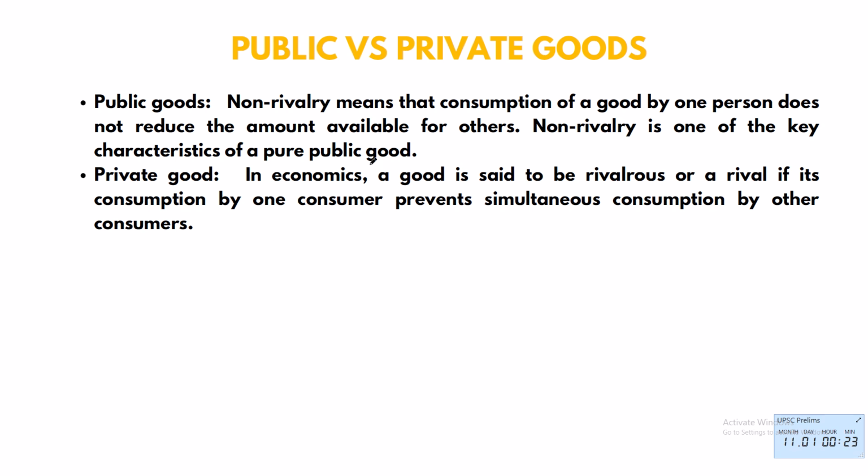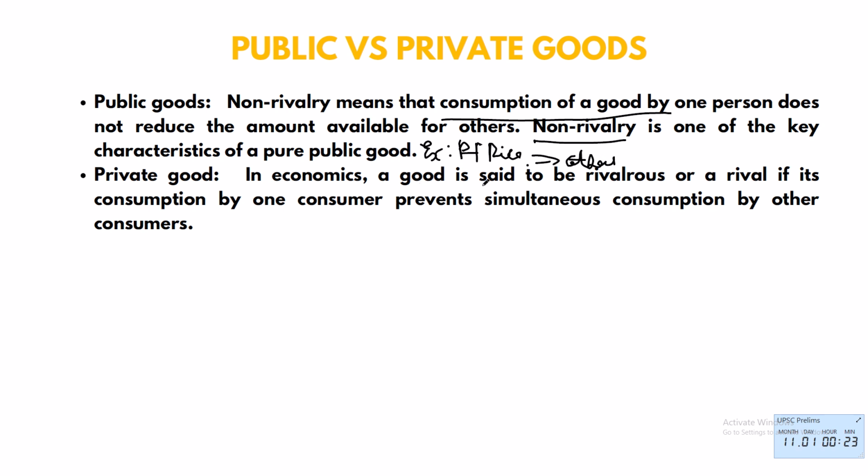Now let's look into private and public goods. See, consumption of a good by one person does not reduce the amount available for others. Non-rivalry is one of the key characteristics of a pure public good. Example, rice, you can call it. Just because one person is eating, it doesn't mean that it's not available for others. Rice is always available for others too.